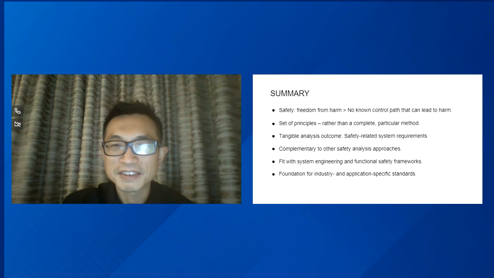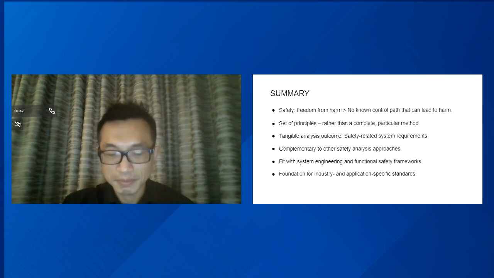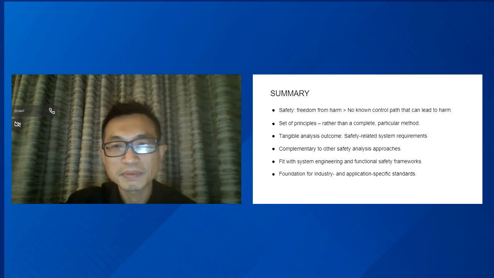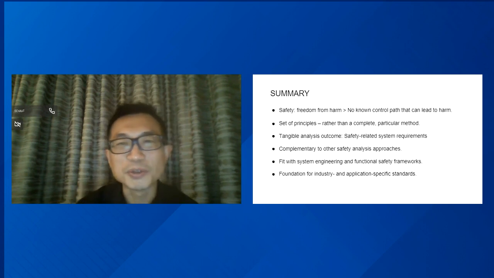So the question, the audio line is not too sharp here. The question is about the verification of the requirements? Correct. What do you mean by the verification of requirements?